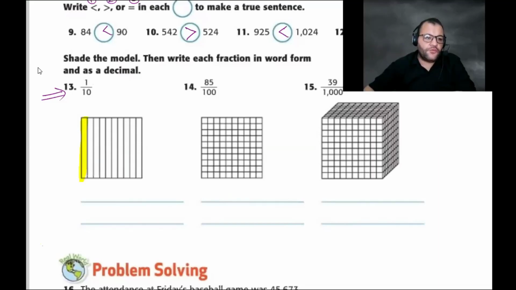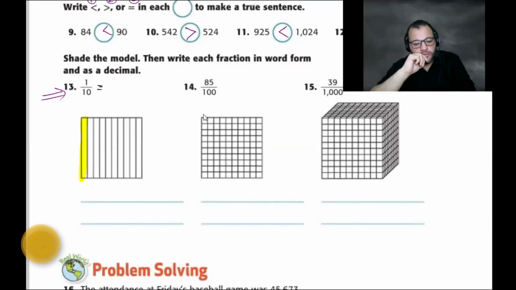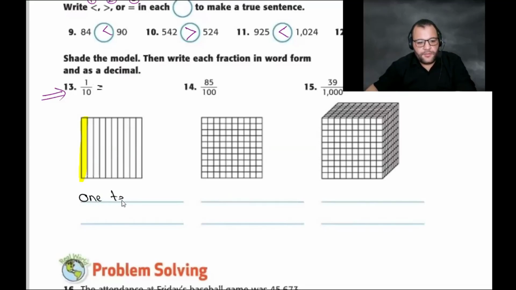So how can we convert this number to a decimal and write it in word form? Word form is 1/10. And as a decimal? 0.1. Okay, thanks. So the next one is Muhammad Amir.